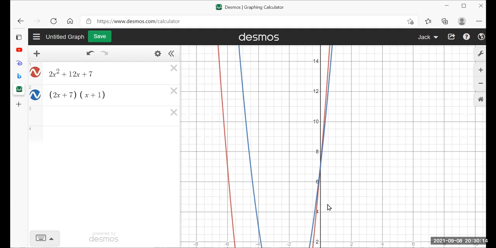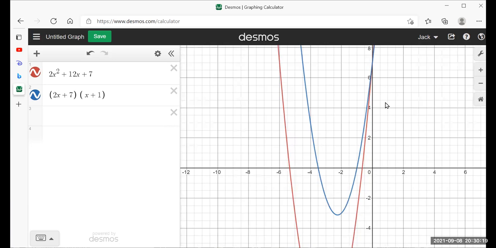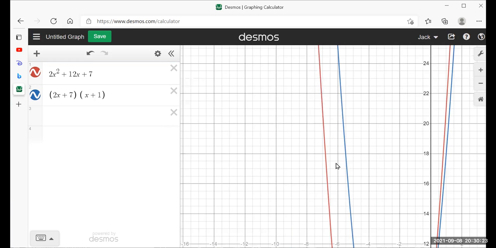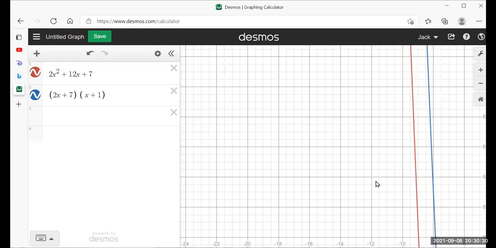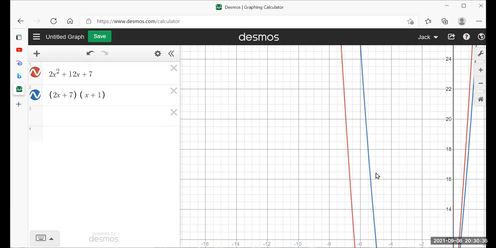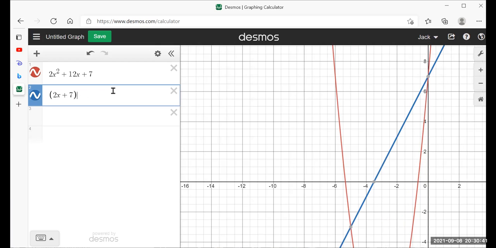So let's think on the factoring right now, but we will get it fixed. Well, as you can see, they're parallel with each other. So I've got to say that I'm pretty happy with it. Okay. So it's always good to go back to Desmos and try it out.